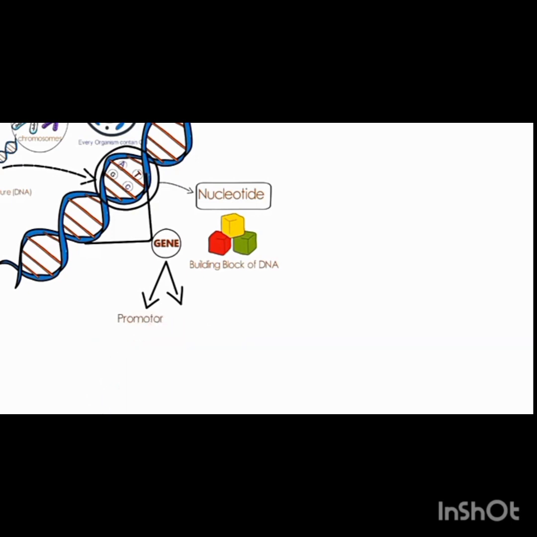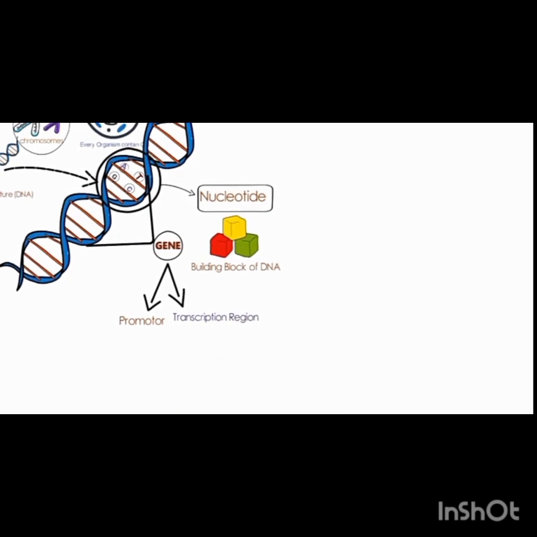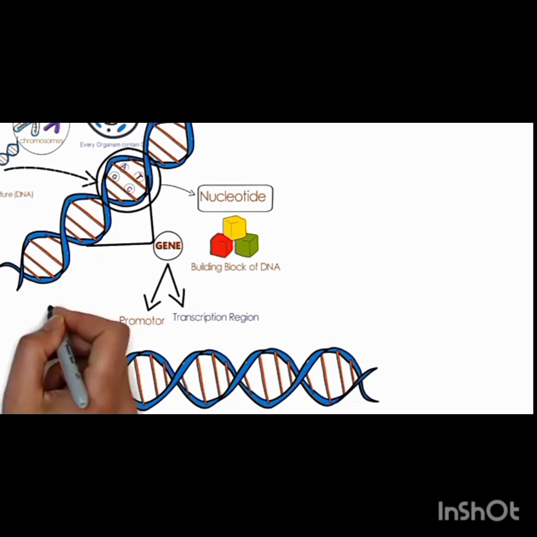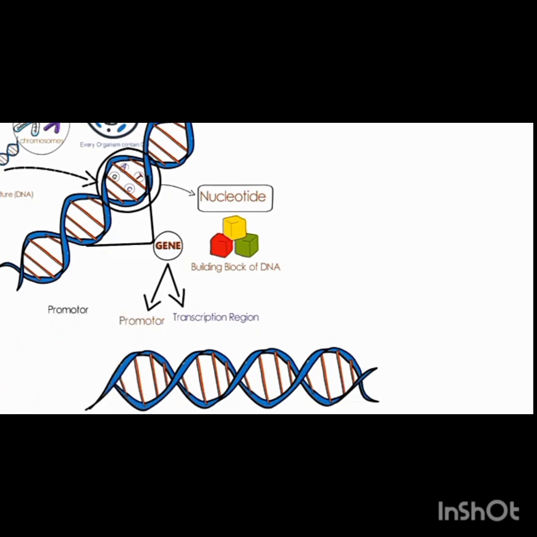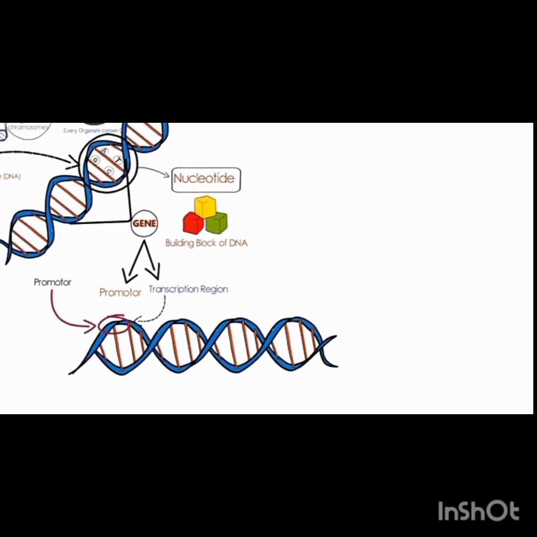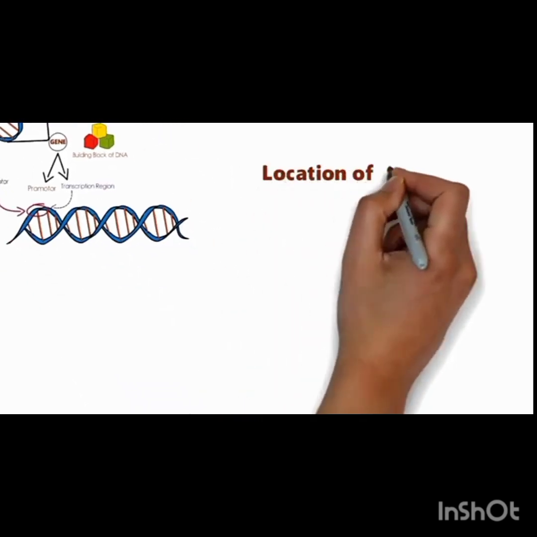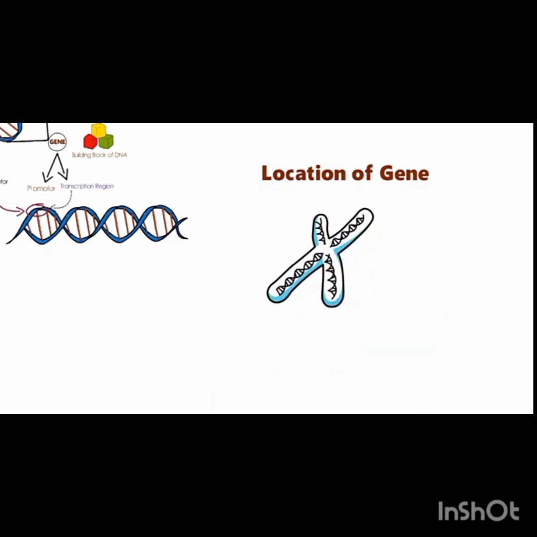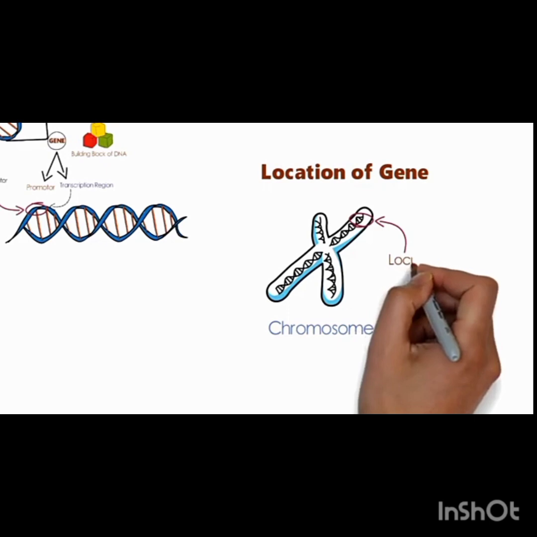Now in a gene, two things are there. What are they? Promoter and transcription regions. Two areas are there: one is the promoter area and one more is the transcription area. The promoter area is the starting place of the gene, followed by the transcriptional area. What is the location of the gene? Wherever the gene is located, depending upon that location, this is called the locus.